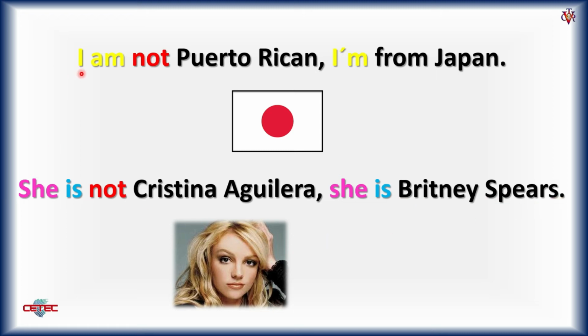Here, the subject, I, the verb to be, am, negative form, complement, comma, here, subject, I, apostrophe, verb to be, am, and another complement. Now, here, she, it's because the person is a girl. Verb to be, is. Negative, not. And this is complement. Comma, she, because it's a girl, is, verb to be, and complement.